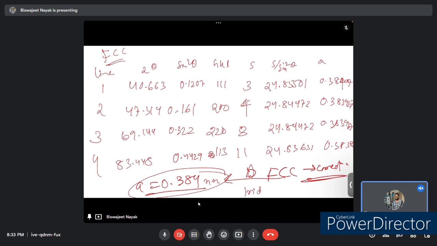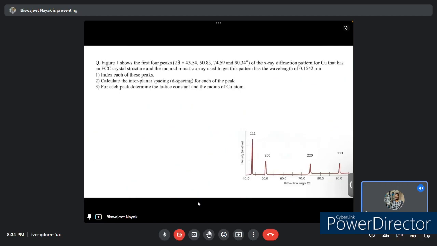For iridium, the lattice constant is 0.34. The element is iridium. Next question. Here in the figure we can see 4 peaks at 43.54, 50.83, 74.59 and 90.34.